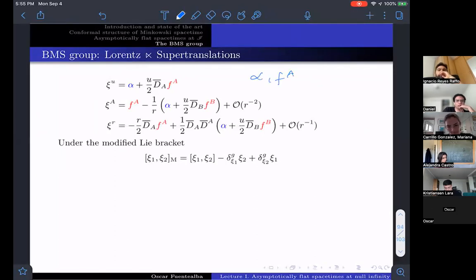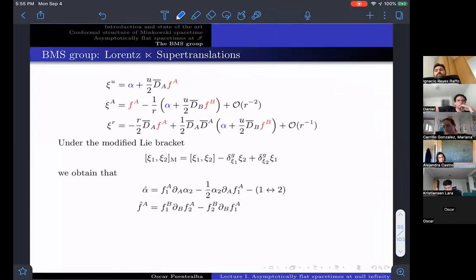If we take the modified Lie bracket, and this is because really in these subleading terms, we have dependence on the metric. So we have to introduce this modified Lie bracket for these vector fields. And we obtain these transformation laws for the BMS parameters.